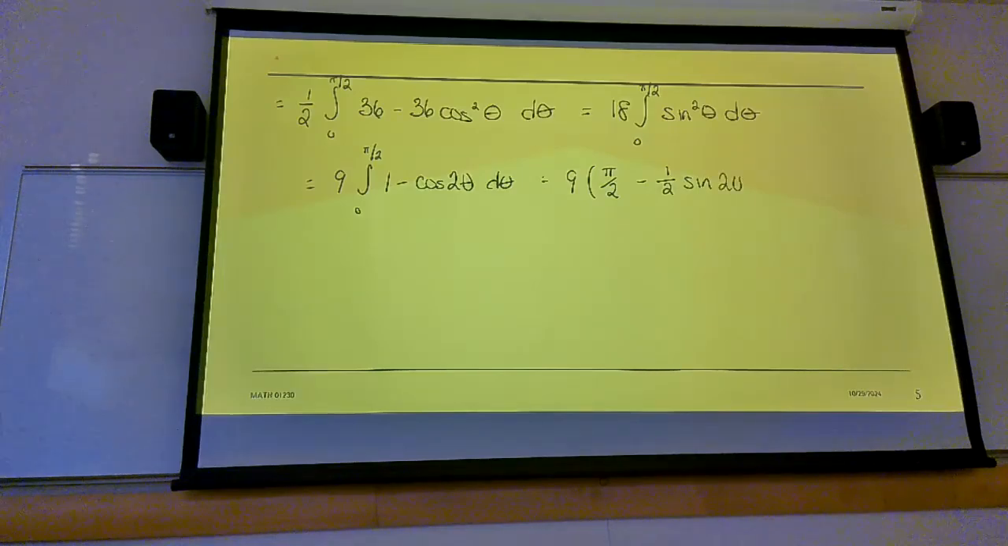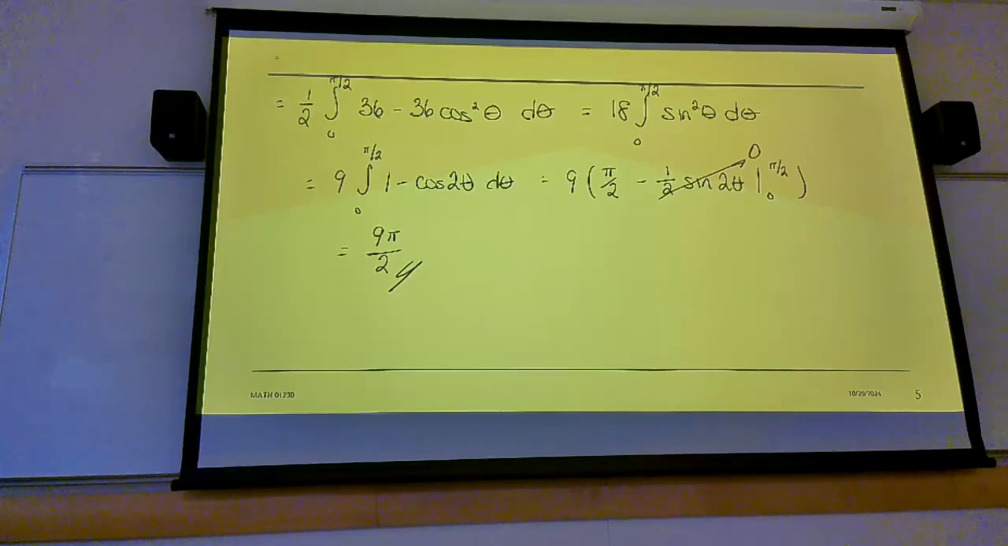What's sine of pi? What's sine of 0? Oh, isn't that nice? That term evaluates out to 0. Now we're left with an area of 9 pi over 2 square units. Geometry. Geometry is just calculus without any of the hard stuff.